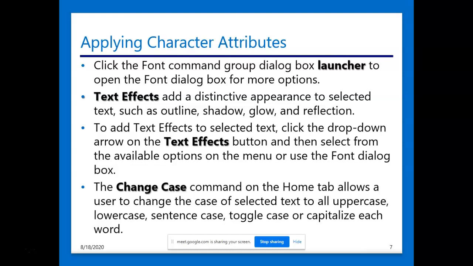Text effects add a distinctive appearance to selected text, such as outline, shadow, glow, and reflection. To add text effects to selected text, click the drop-down arrow on the Text Effects button and then select from the available options on the menu, or you can use the Font dialog box, and I'll show you that, guys, in a minute. The Change Case command on the Home tab allows a user to change the case of selected text to all uppercase, all lowercase, sentence case, toggle case, where every other word is capitalized, or capitalize each word.